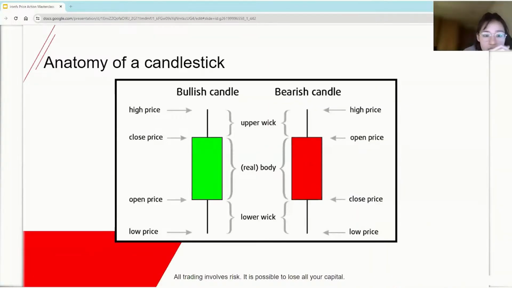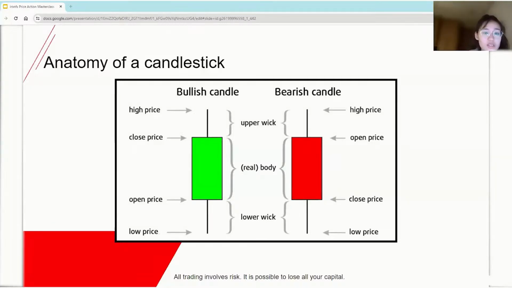So here we have a bullish and a bearish candlestick. On the left, basically the tip of the bullish candle is the high price, and the close price is at the start of the body of the candlestick. If we look at the lower wick, the open price starts at the bottom of the body and ends at the low price, which is at the end of our candlestick.